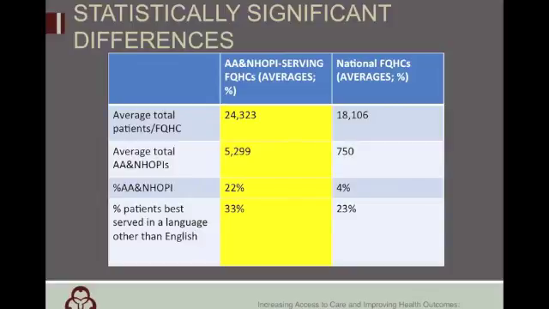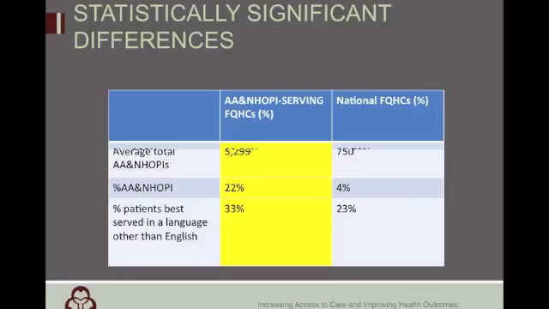We calculated averages using raw UDS data, and 2 sample t-tests were conducted to determine significance for comparisons. Also, just a note that the limitation is that UDS data is a summary data set. It's at the FQHC level and not at the patient level. And also for ease of comparisons, we used averages. Next slide, please.